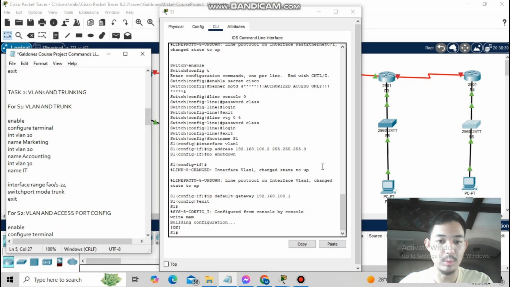Now that I am done with task 1, it is time for us to move on to task 2, which is VLAN and trunking. So let us continue.